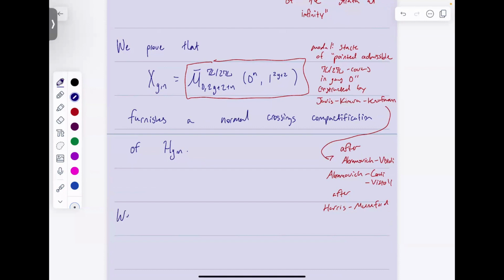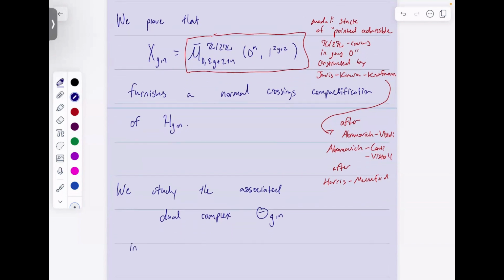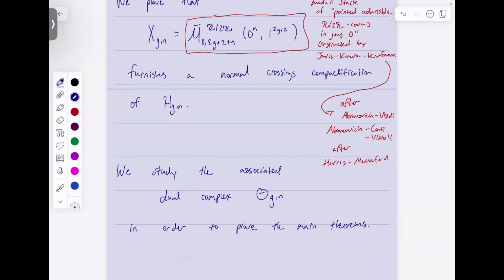So then we study the associated dual complex, theta GN. That's the dual complex of HGN inside of this admissible cover space. In order to prove the main theorems, we prove that the cellular chain complex associated to theta GN is a graph complex, and then we use arguments from combinatorial topology to show that there are various subcomplexes that don't contribute any homology, and we're able to use this to prove the main theorems.